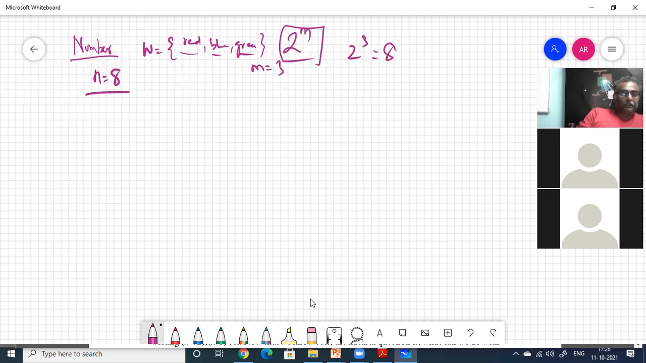Okay, that is the number of subsets. Now the number of proper subsets. All the subsets, including the set itself, is equal to 8. Without the set itself, what is the number of proper subsets? 7. Correct. How did you get 7? Without the actual set, minus 1. So 2 to the power of 3 minus 1 is 7. Very good.